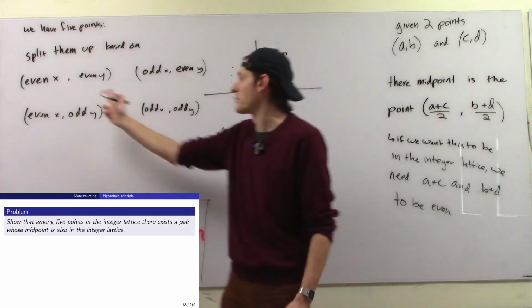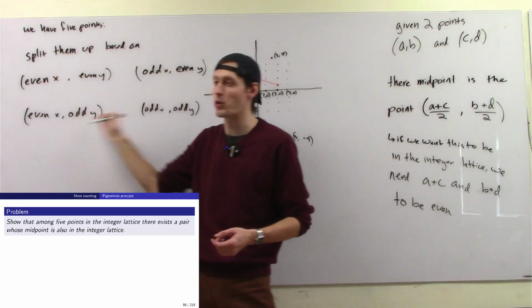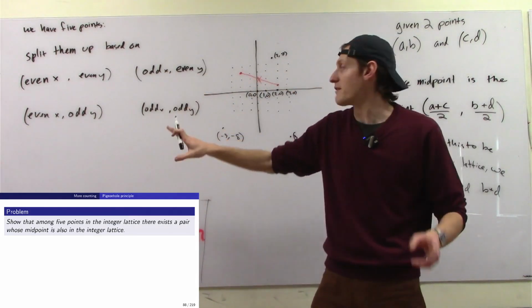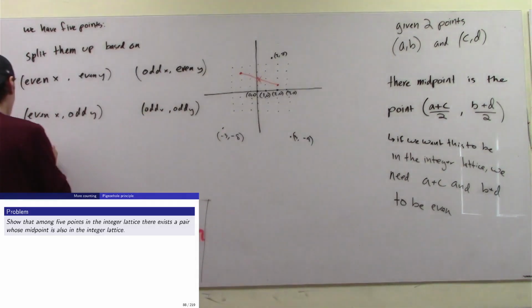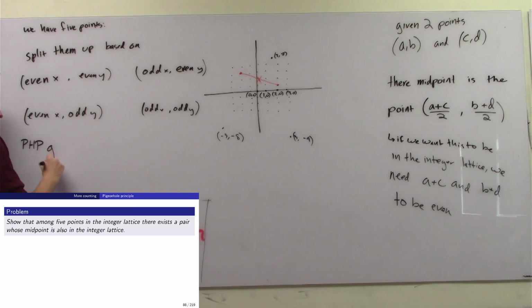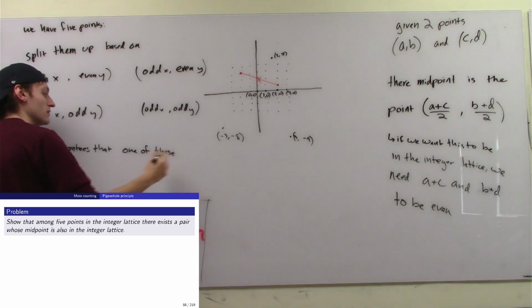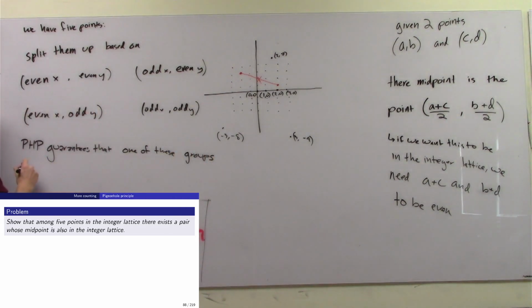People have heard the word parity before. But I'm looking at each of my points, and those integer coordinates are either even or odd. And so I'm splitting my 5 points into these 4 different groups. So I'm sorting my pigeons into my pigeonholes. The pigeonhole principle, PHP, guarantees that one of these groups, we'll call it a group, not a mathematical group, contains at least 2 of my points.